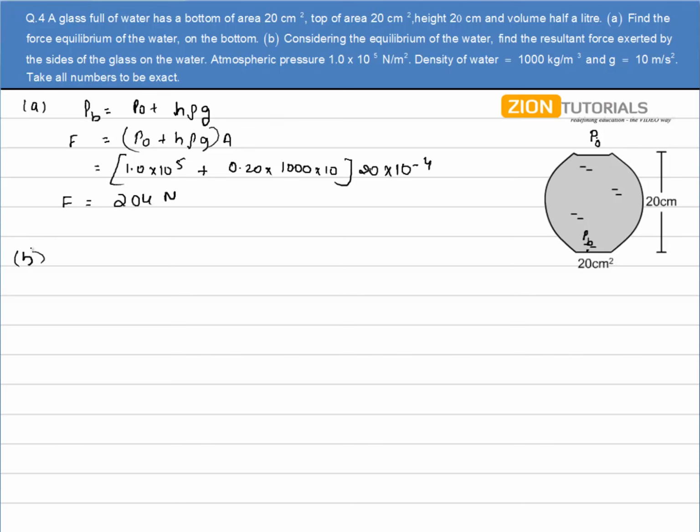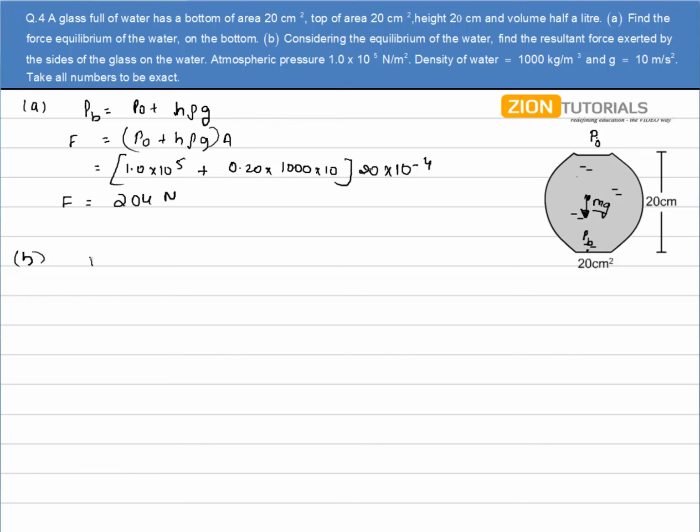Fine. In the second part, considering the equilibrium of the water, find the resultant force exerted by the side of the glass on the water. Now we know that the weight of the whole body is mg, and it will be acting downward. Now this mg, at the condition of equilibrium, will be balanced by the force due to the liquid and the force exerted by the side walls.